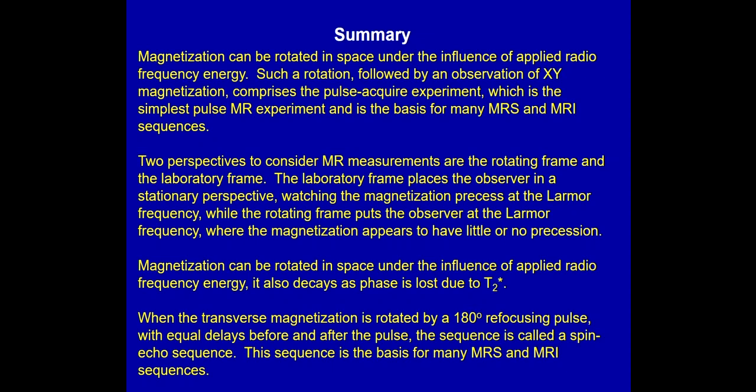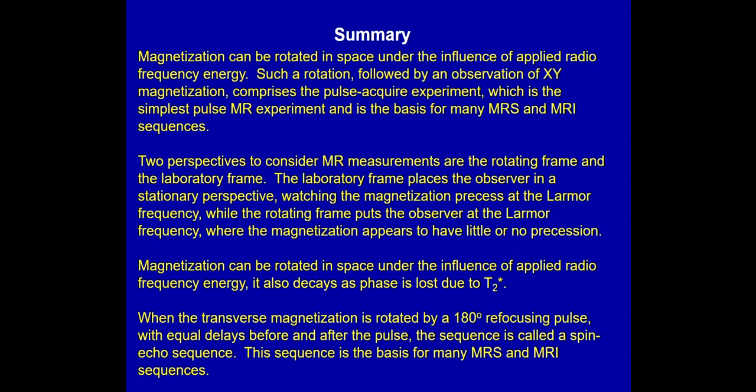Magnetization can be rotated in space under the influence of applied radio frequency, but it also decays as phase is lost due to T2 star and T2. There's also T1 relaxation, which isn't mentioned here in the summary, but that's the return from the XY plane, or from wherever we've put the magnetization, to its resting state, its Z orientation. All of those things, the B1 rotations, the T1 relaxation, and the T2 and T2 star relaxations, are governed by the Bloch equations.